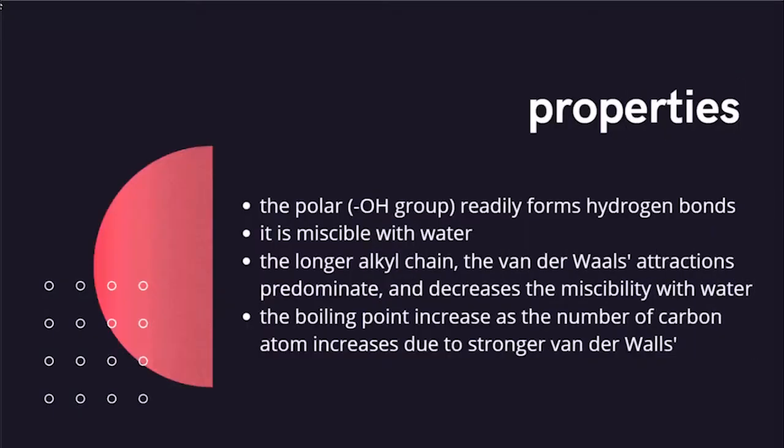These are the properties of alcohol. The first one is polar, which means the OH group readily forms hydrogen bonds. The second one is it is miscible with water. The third one is the longer the alkyl chain, the van der Waals attraction predominates and decreases the miscibility with water. The last one is the boiling point increases as the number of carbon atoms increases due to stronger van der Waals.